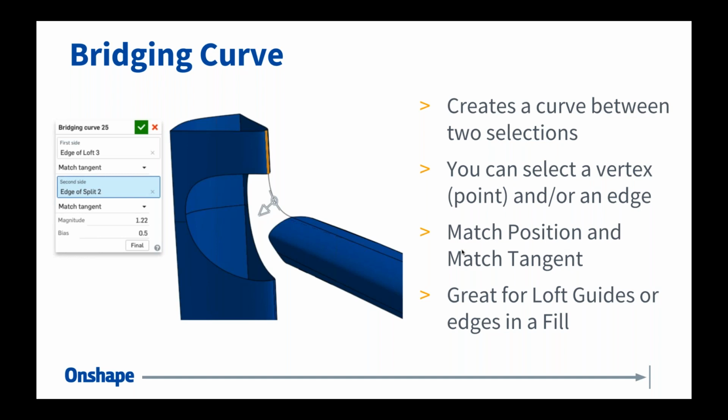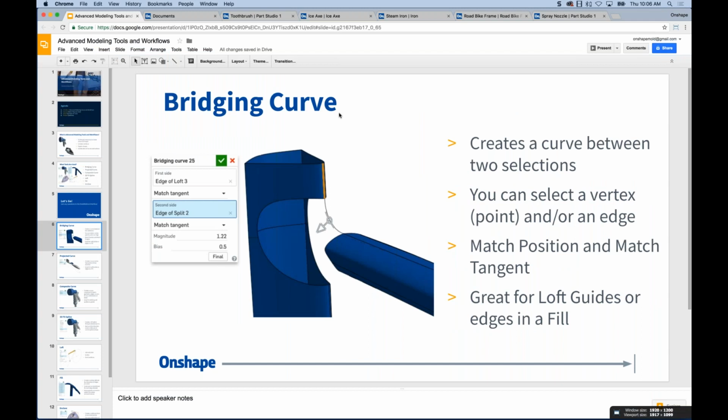This is a particularly useful command if you're trying to construct guides for a loft or edges for a fill. In both of those examples, it makes it very simple to create a curve that matches that surrounding geometry. So again, bridging curve, probably my personal favorite of all the different curve commands we have, and it makes it very easy to create that transition curve that you may need for, as I mentioned, a loft or a fill. So let me give you an example of this.